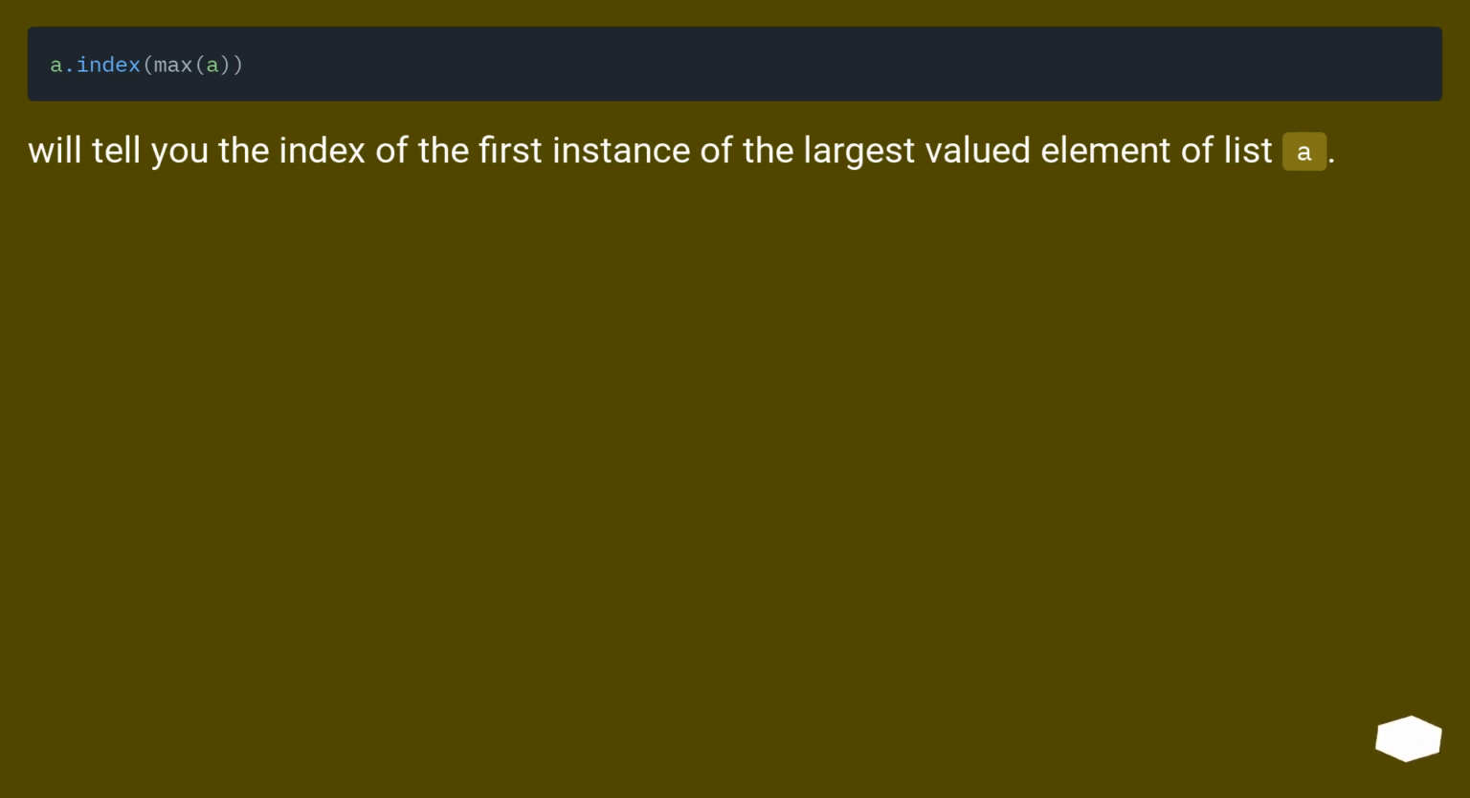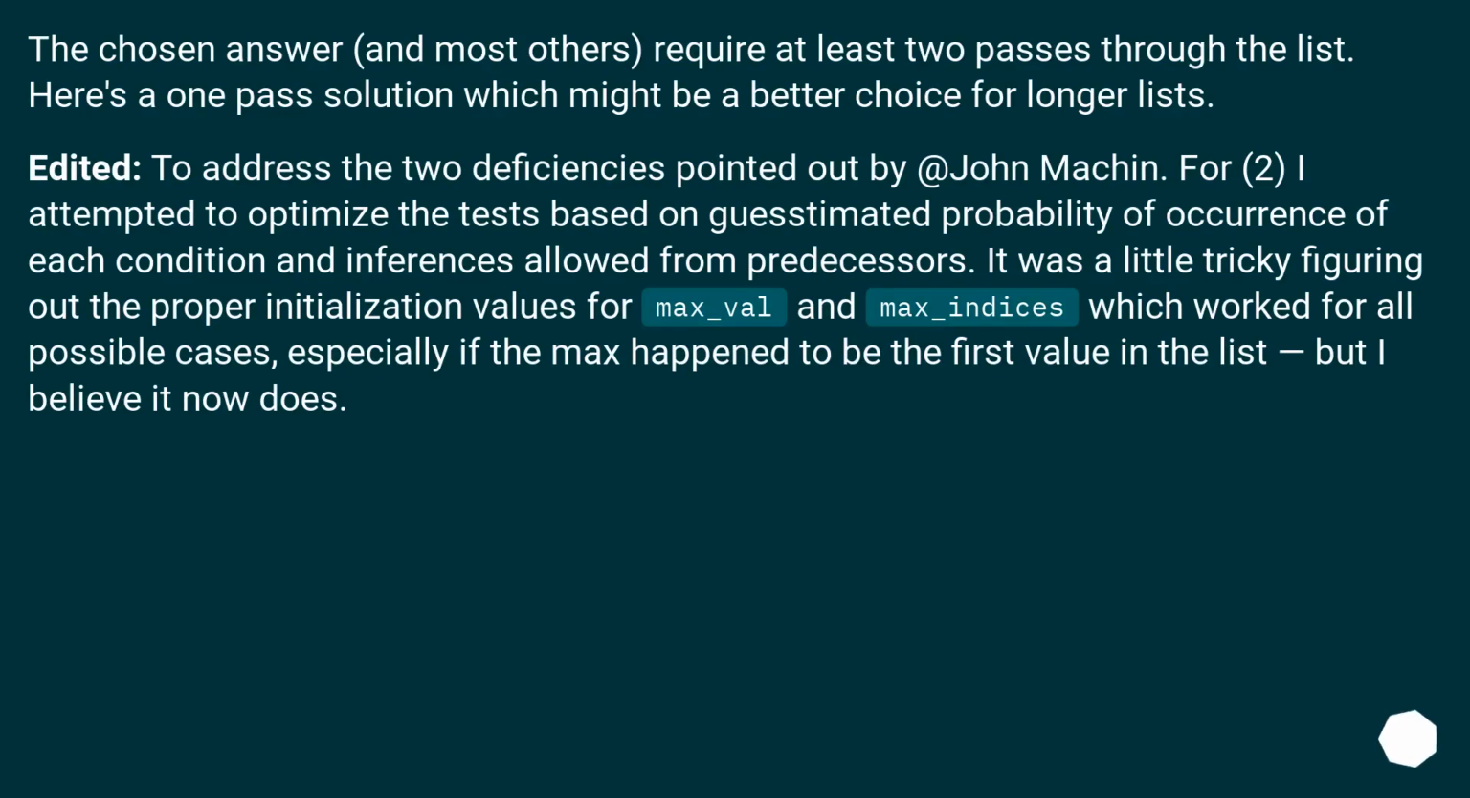This will tell you the index of the first instance of the largest valued element of list A. The chosen answer, and most others, require at least 2 passes through the list. Here's a 1-pass solution which might be a better choice for longer lists. Edited, to address the 2 deficiencies pointed out by John Machin.